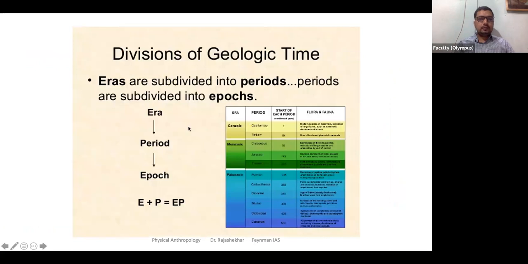Right, so let's focus on the Cenozoic era, and let me introduce a few more terms. So far we talked about eras. Eras are further classified into periods, and periods are further classified into epochs. If you want to remember: E is era, P is period, EP is epoch. So remember, the era is the biggest unit, the period is the next bigger unit, and the epoch is the third.